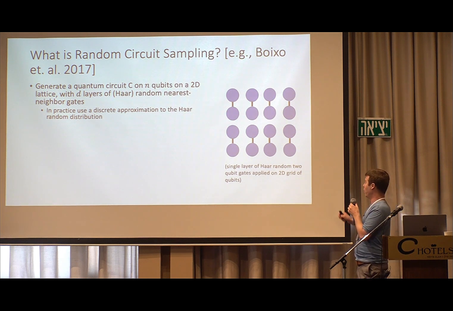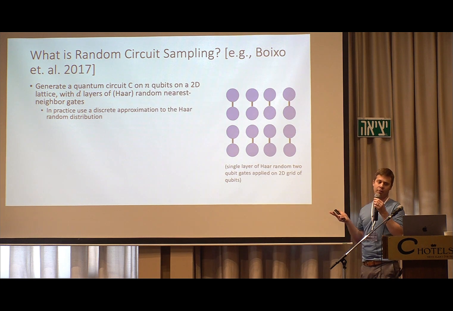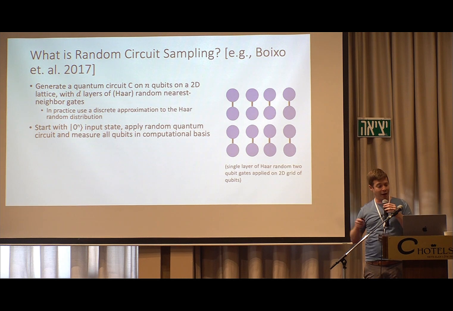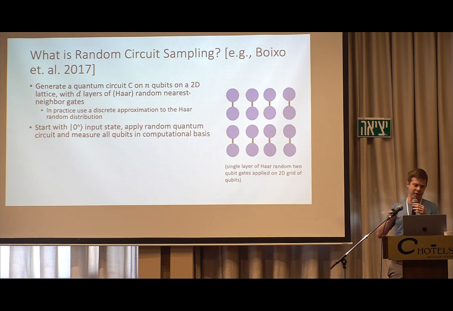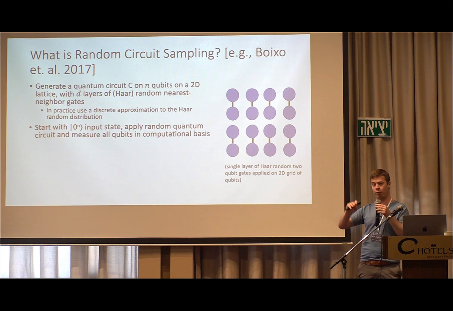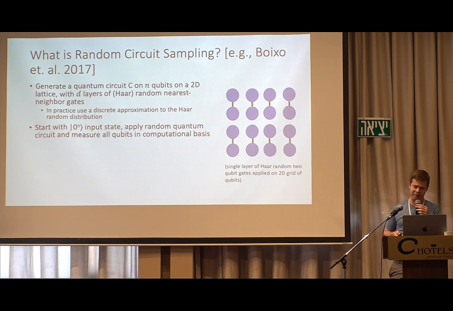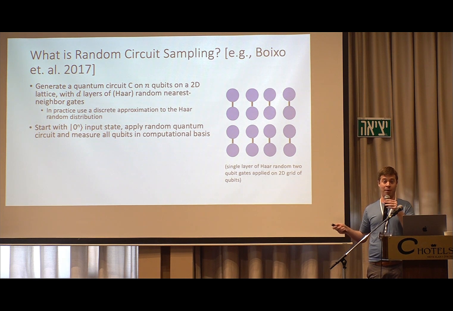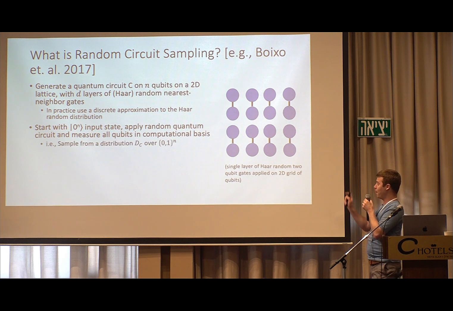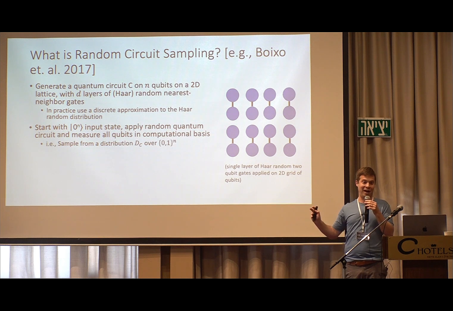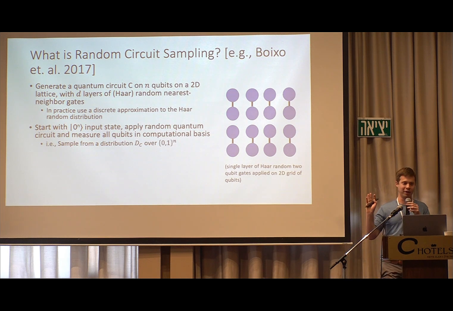For example, we might choose for the gates to act on horizontal neighbors rather than vertical neighbors in this grid. But the point is that we start in the all zero input state on all n qubits, we apply a random quantum circuit, which is like square root n or D different layers of these Haar random gates, and then we measure all n qubits in the computational basis. We think of that as sampling from a distribution that I'll call D sub C over n-bit strings. That's the task. Hard stop. That's it. We're sampling from the output distribution of a random circuit.